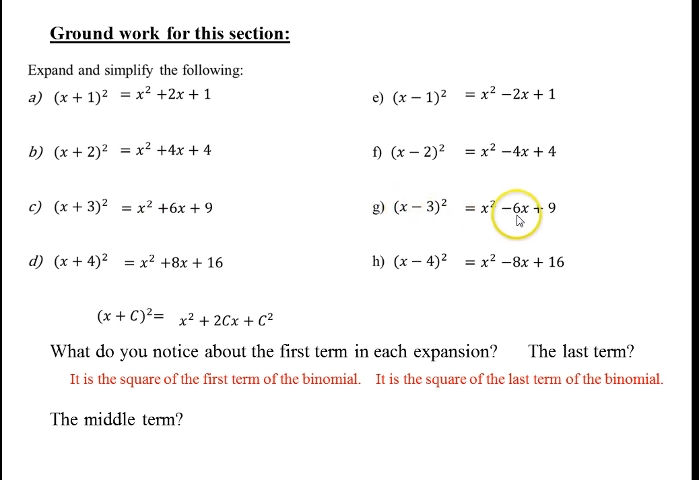3x times negative 3 is a negative 3x, which doubles to a negative 6x. So that middle term is always double the product of the first and last terms in that binomial.